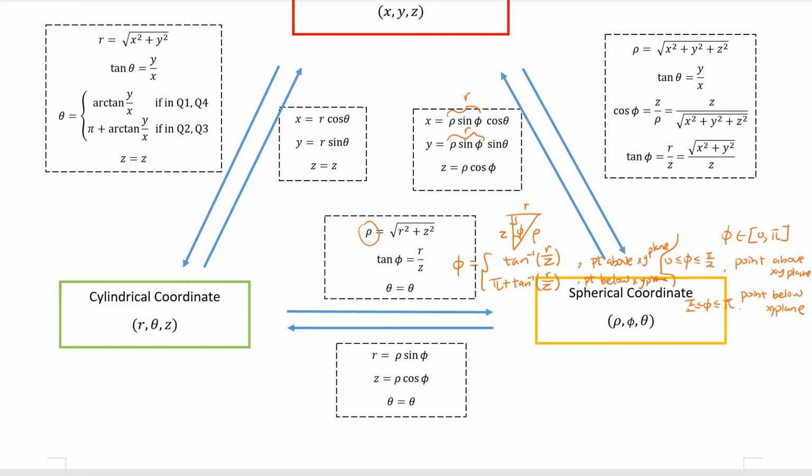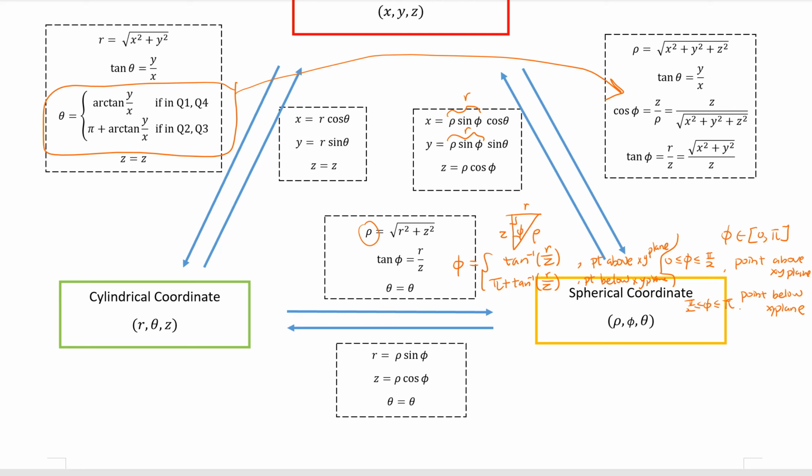Okay, already. And then on the other side, if we know x, y, z, how do we get rho, phi, and theta? Well, rho is the square root of x squared plus y squared plus z squared. And then tangent theta gives us y over x. And in order to get the theta, we use this guy as well, depending on which quadrant it is in when we project the points on the xy plane. So this rule also applies here.